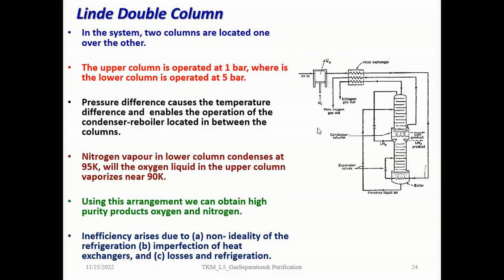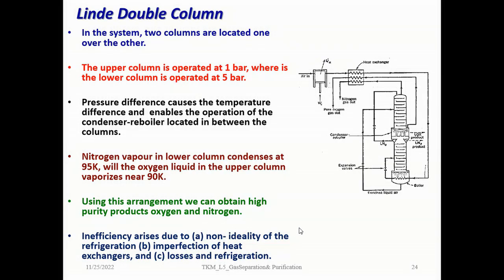Nitrogen vapor in the lower column condenses at 95 Kelvin, whereas liquid oxygen in the upper column vaporizes at about 90 Kelvin. Using this arrangement, we get both the products as highly pure, both liquid nitrogen and liquid oxygen we are able to get. Now, there are inefficiencies of this column as well due to non-ideality of the refrigeration, imperfection in heat exchangers, and there are also some losses in the refrigeration, because of which the column efficiency can be a little low.